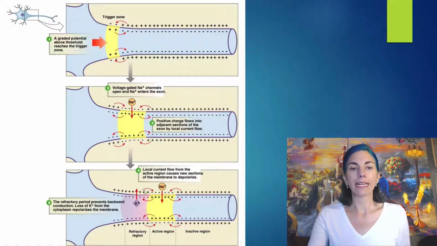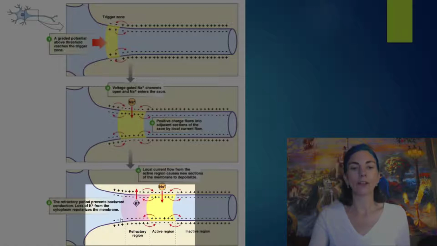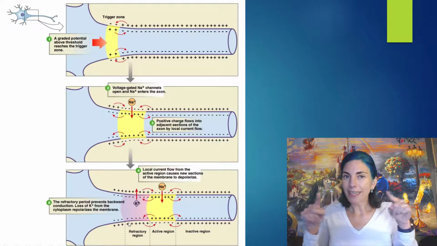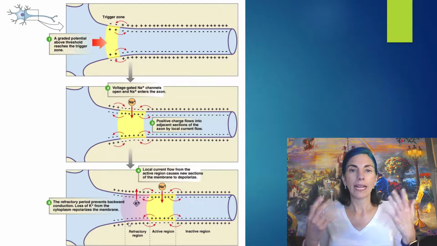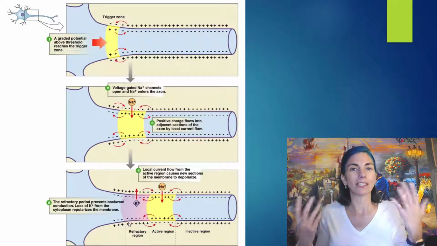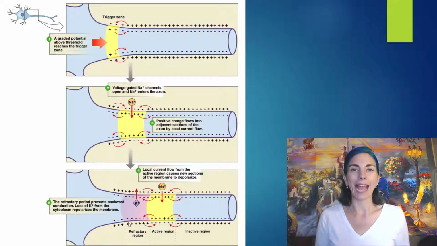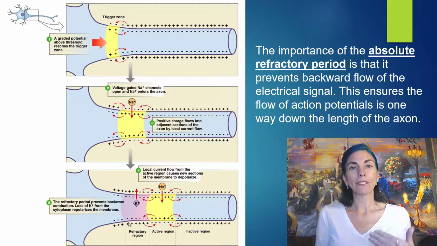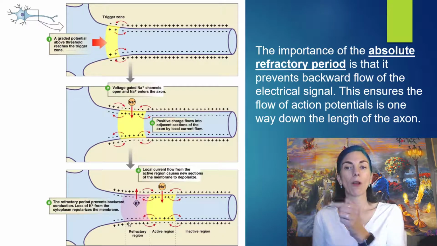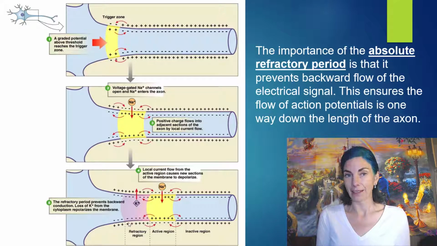So in this drawing here, this region is in the refractory period. In other words, you can see here that even though positive charge is coming over and potentially bringing that membrane potential back up, it's not doing anything. It's not going to respond. The sodium gates are not going to open. There's not going to be any action potential. So the purpose or the importance of that absolute refractory period is to ensure that one-way flow of action potentials down the length of the axon. So make sure you pause the video and copy this down in your notes.